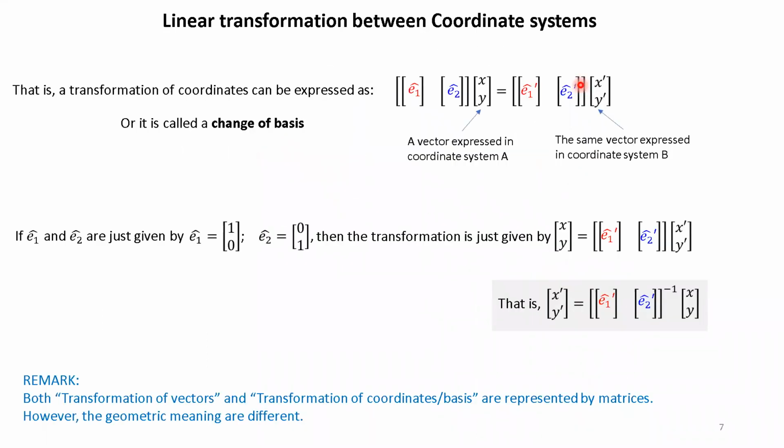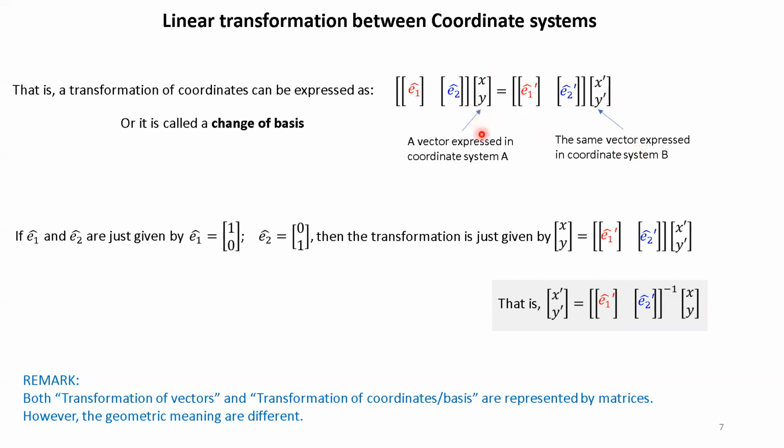So let's summarize what we just did. A transformation of coordinates, or what we sometimes call the change of basis, can be expressed as a matrix equation like this. These two refer to the same vector. This one is expressed in terms of the coordinate system A, and this is expressed in terms of the coordinate system B.